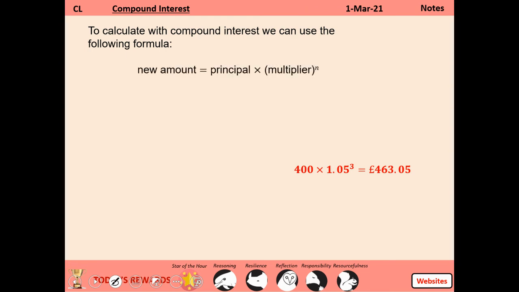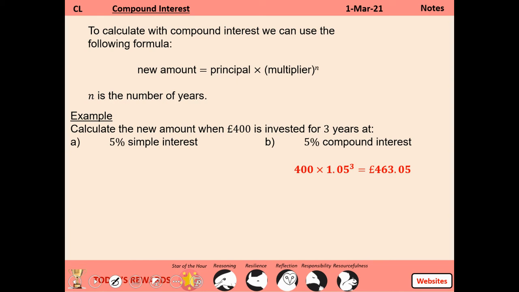Okay, so this is the formula you need to know. Please copy it down. It's fairly straightforward. You just plug in the values. So to work out the new amount, all you have to know is the original amount multiplied by the multiplier to the power of n, okay, where n is the number of years.